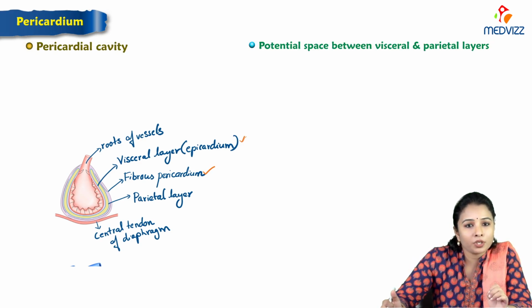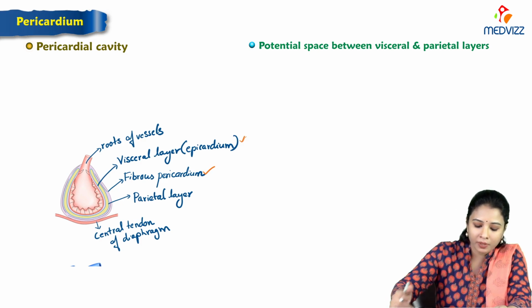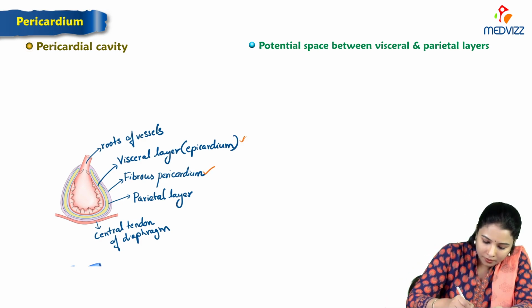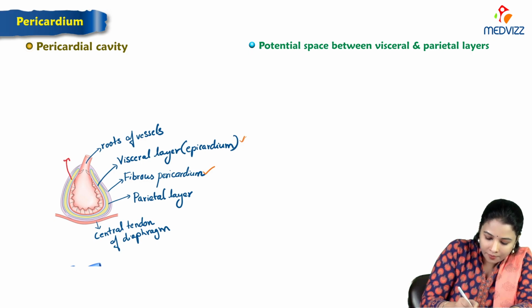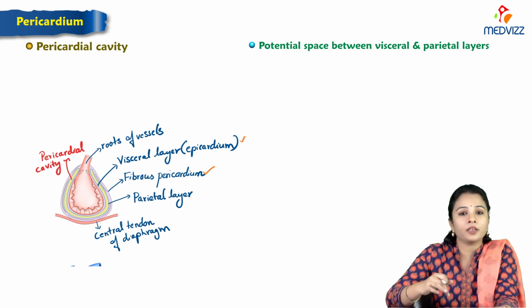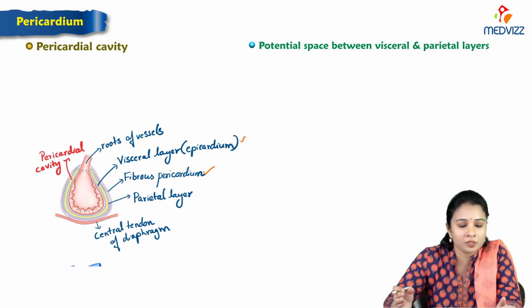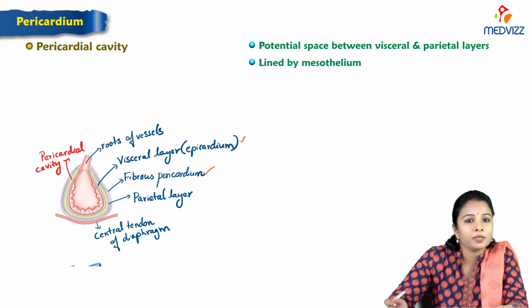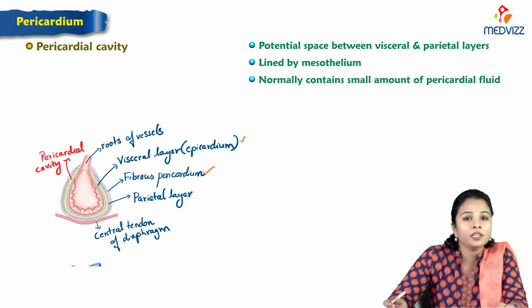The pericardial cavity is the potential space between the visceral and parietal layers of serous pericardium. So, this yellow one is the pericardial cavity, which is the potential space between the visceral and parietal layers. It is lined by the mesothelium.